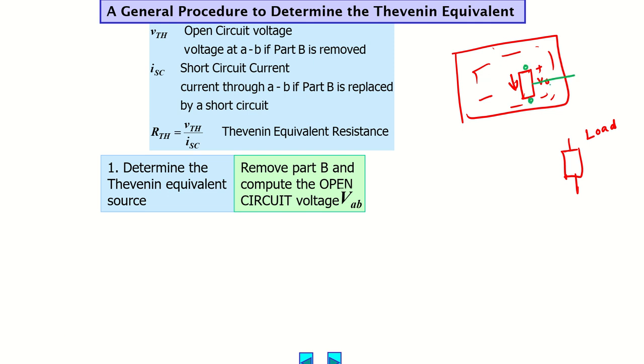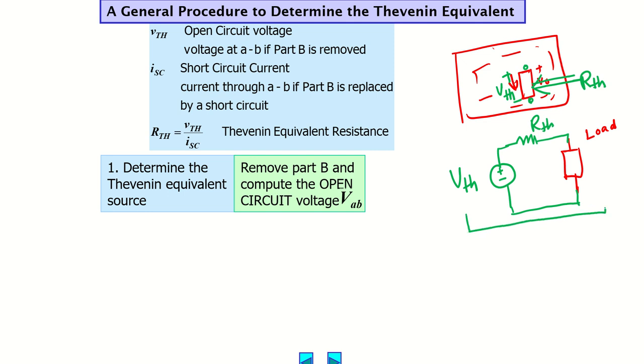Then we will calculate the equivalent resistance of the circuit if we look from that end. We will compute that and put it in series with our load. Then we will also calculate the voltage drop across that open circuit point. We call this the Thevenin voltage or open circuit voltage, and we will put that in series with the resistor here. And we will connect it with our load like this, to make a simple circuit. So this is basically called the Thevenin equivalent circuit.